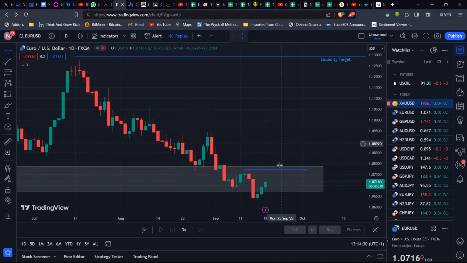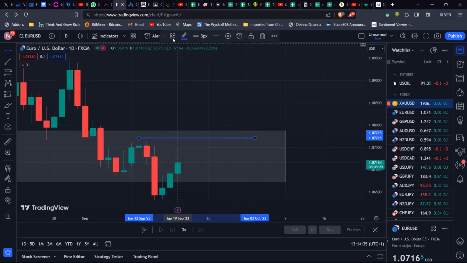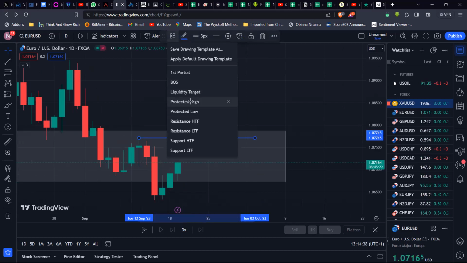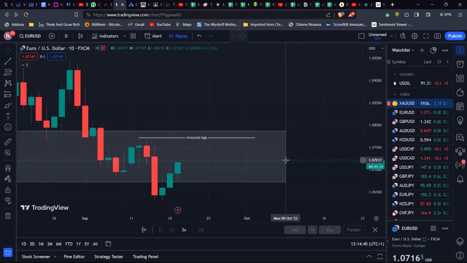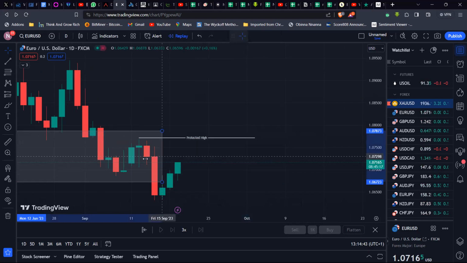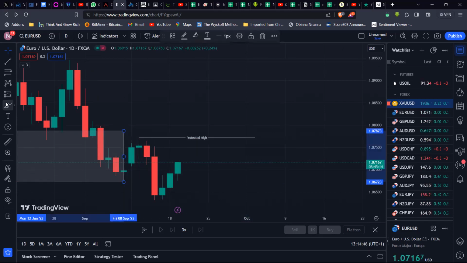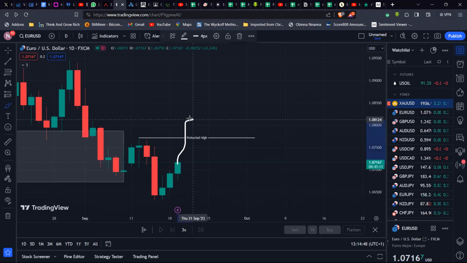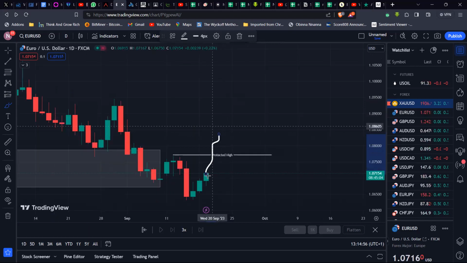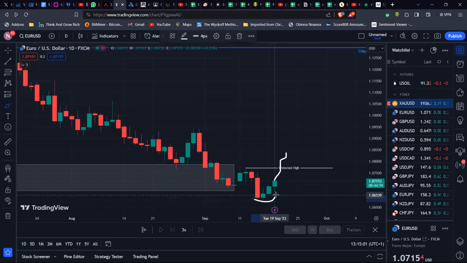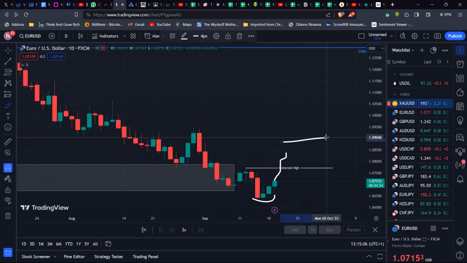So price begins to break. What I'll be interested in here, as far as this particular move is concerned, is that this is a protected high, at least for the bearish side. What I'd like to see is for price to break above this high. If price were to break above this high, that now puts in a new higher high. And then this here becomes our protected low, and that high becomes our liquidity target.